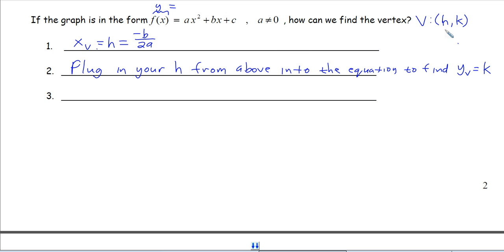I'm going to do just calling this the x value of the vertex, and this will be the y value of the vertex. So whatever makes sense. Remember your notes, write down what makes sense to you. And after that, rewrite. So if we rewrite this, we get our vertex h comma k. Moving on to the next page.